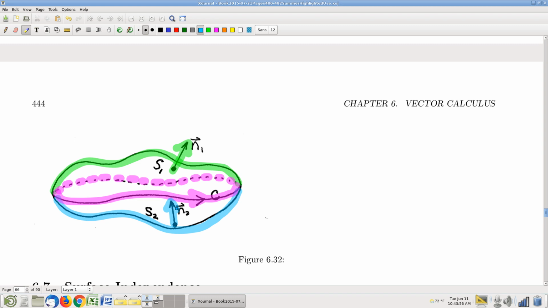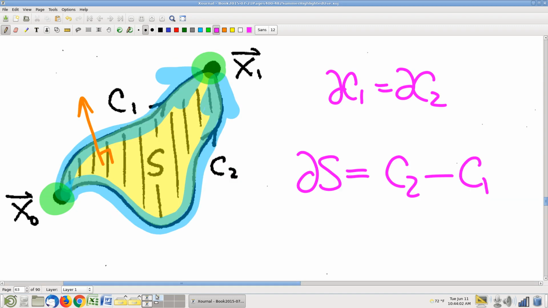Okay. So I want you all to see this picture and think that's just one dimension different from this picture. Instead of two curves with the same boundary points, where between them they're both part of the boundary of some surface.